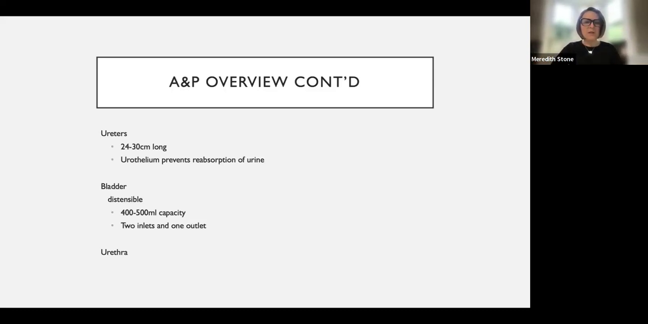The bladder also has 2 inlets, right? Because from the kidneys, you have your ureters, right? And then 1 outlet, which is going to go down the urethra so that you can excrete. Next is the urethra, which obviously we know what that does, right? But that's where the urine is going to come out.